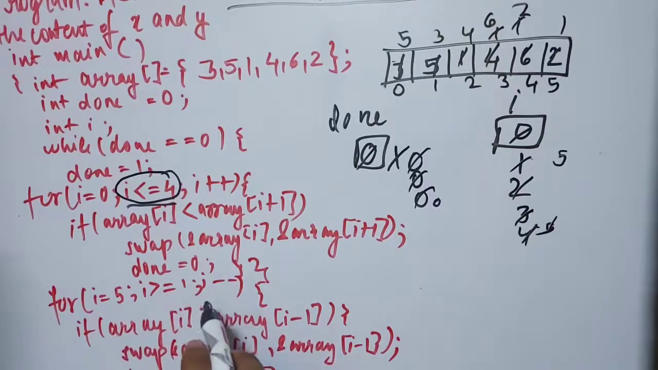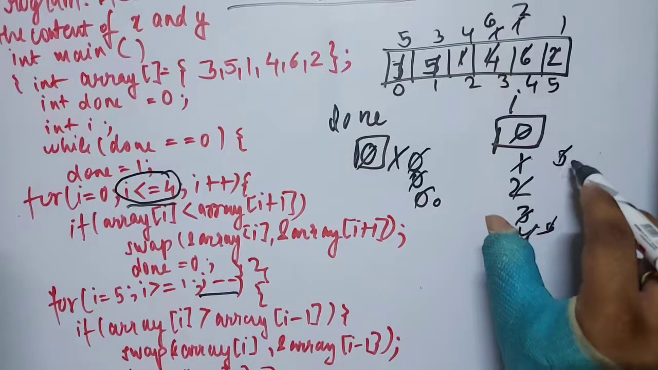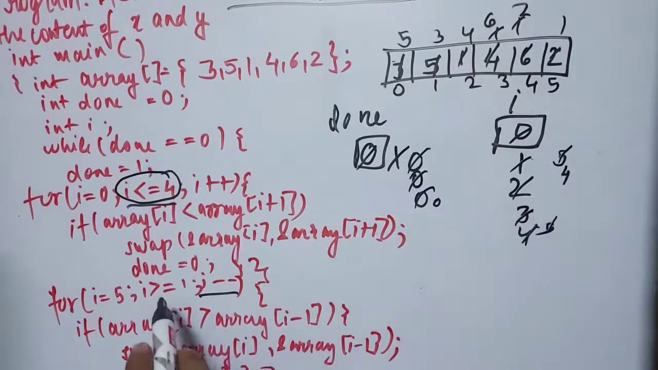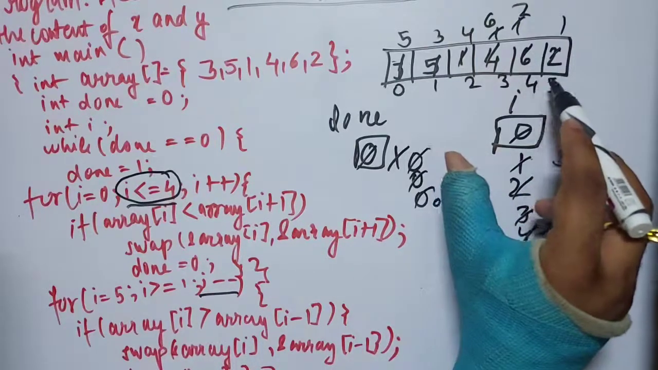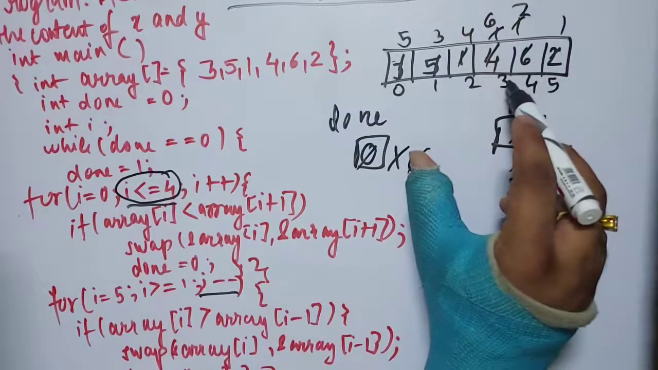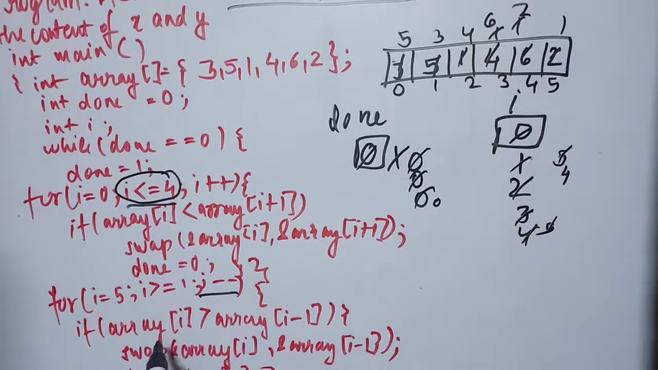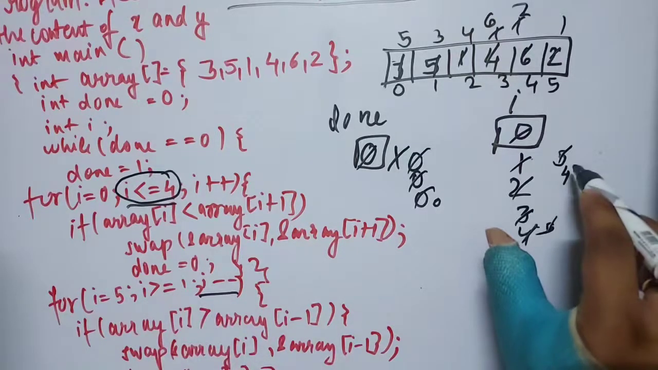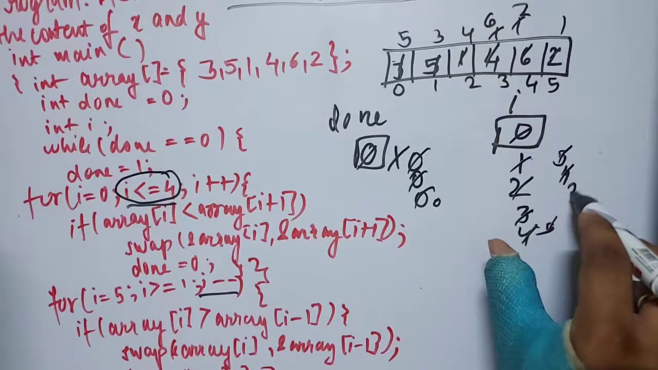So it will again go to decrement condition of I minus minus. So 5 minus 1 which is 4. 4 is greater than equal to 1. So the condition here is true in the for loop. Now it will check the if condition. If array of 4 is greater than array of 3. Now we will see array of 4 which is 2 and array of 3 which is 6. So array of 4 which is 2 is greater than 6? The condition here is false. So it will again go to decrement condition of I minus minus. So 4 gets decremented to 3.